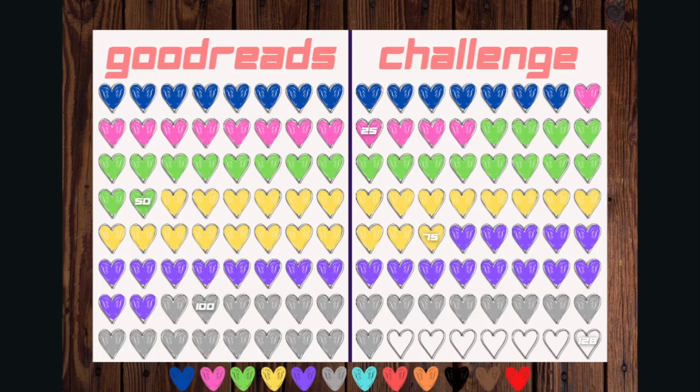So here we have my Goodreads challenge. Each color of heart corresponds to a month. As you can see, June was pretty rocking. I read quite a few books in June.